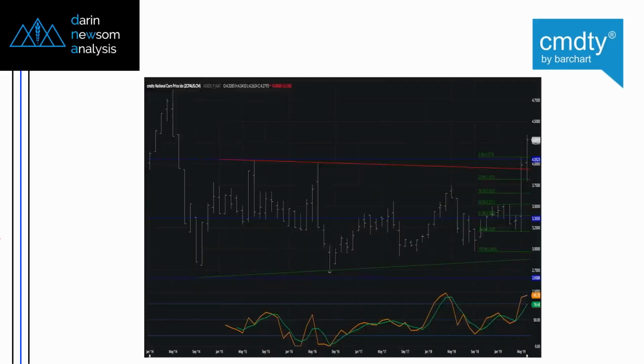Here's a look at the monthly chart, pulled off my Barchart, and I've got a lot of lines on here, so I apologize for that, but I like to use retracement lines and range lines and everything else. But here is a look at the monthly chart for the NCPI going back to 2014.